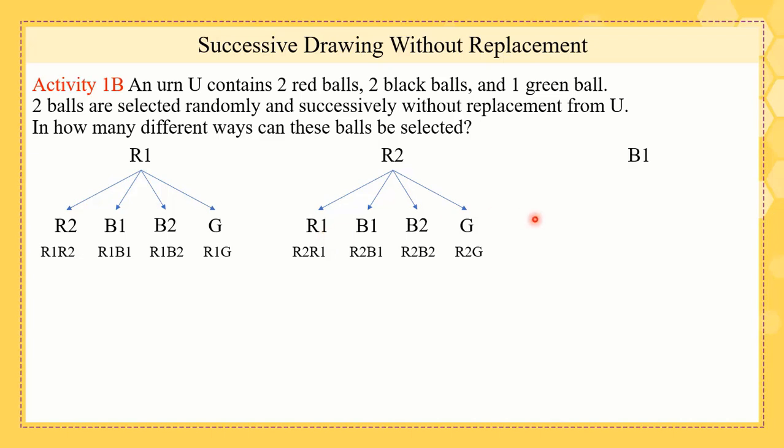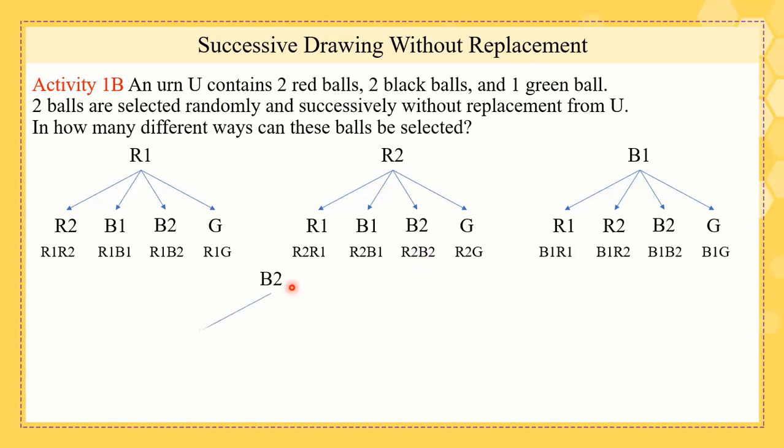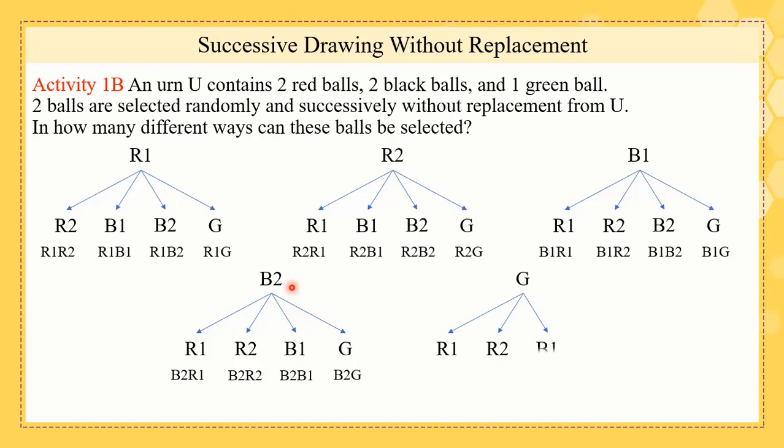And the first ball could be a black one, and in this case we're going to have 4 different ways which are given here. And the first ball could be black 2, and this is the second ball. And finally the first ball could be green, so the second could be R1, R2, B1, or B2, and these would be the different selections.